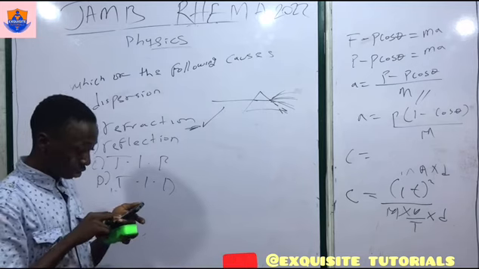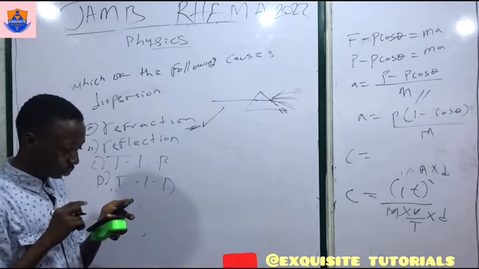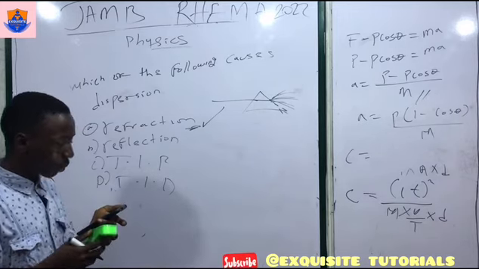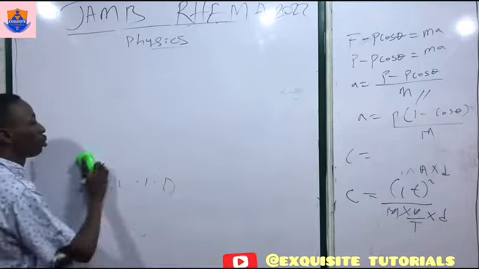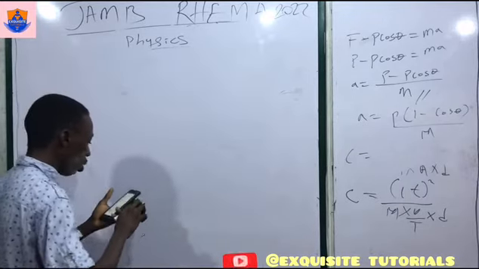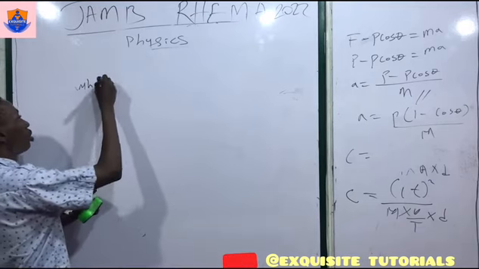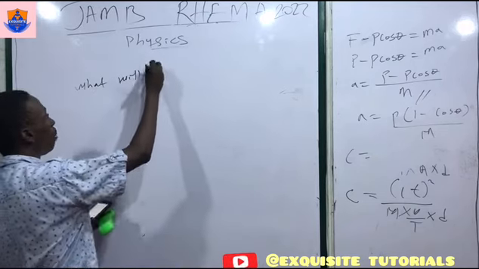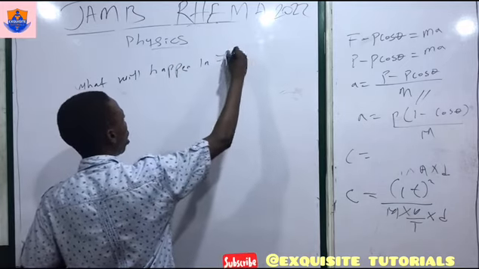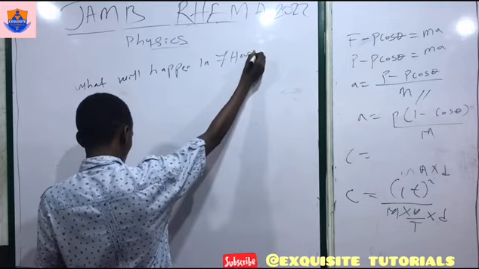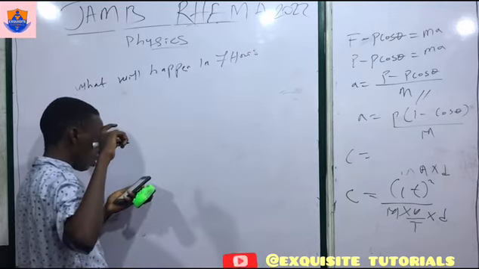Okay, now let's take another question. See this typical question from radioactivity. What will happen in 7 hours if a radioactive substance has a half-life of 7 hours?